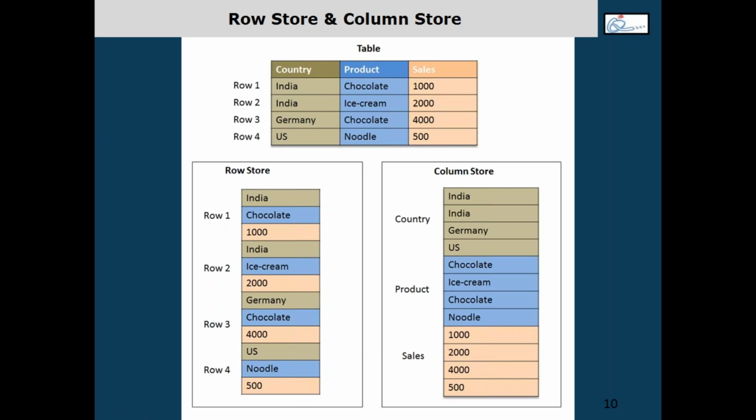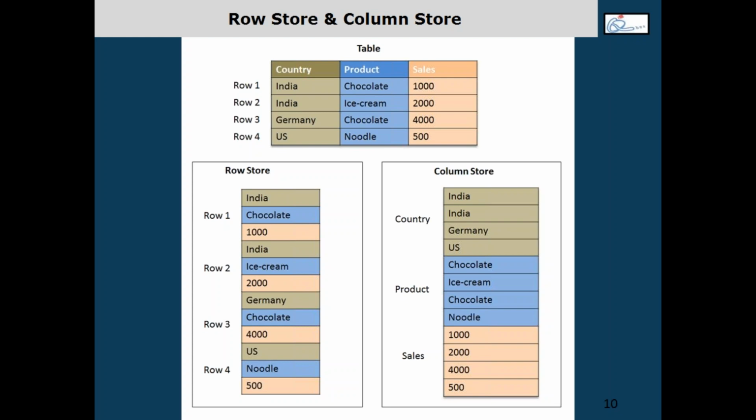Now see, in HANA database, whether you create a row store table or a column store table, the way you see the table is one and the same. When I try to see the table output, you will obviously see columns and rows. You see it as a table structure only. Either it is row store or column store, ultimately you get to see it the same way. But the internal mechanism of storing the data would be different.